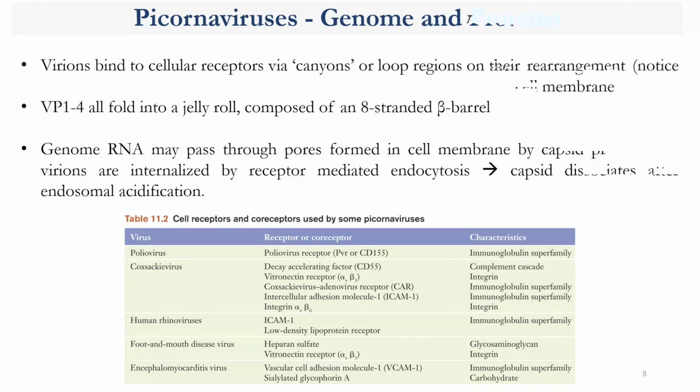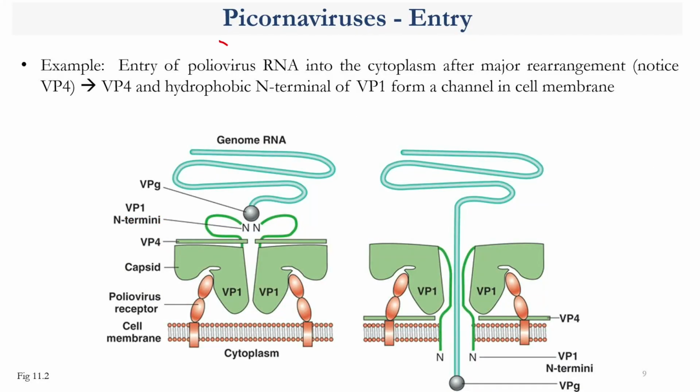So how does this work? Well, once your poliovirus binds, the RNA goes into the cytoplasm after a major rearrangement of the viral structure. So let's look at the figure. Here's your genomic RNA. This is your VPg bound to genomic RNA, okay? So now pay attention to what happens to VP4. So here's your VP1 and the dimer of VP1, and this is your VP4. This little bar here is your VP4, okay?